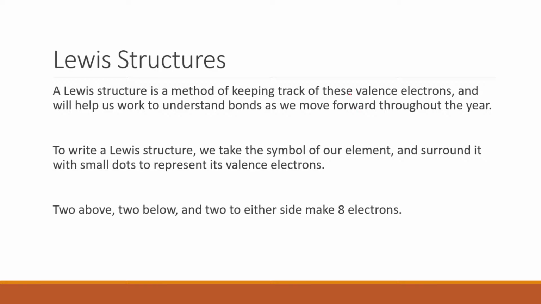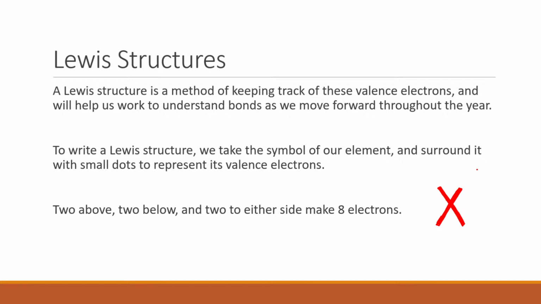A Lewis structure is based around the symbol of your element. Right? We take our elemental symbol, whatever it happens to be. I'm going to put an X here. If I'm doing carbon, that's going to be a C. If I'm doing oxygen, it's going to be an O. If I'm doing iron, it'll be Fe. There's whatever your elemental symbol is in the middle. And what you're going to do is put dots around the symbol to help represent how many valence electrons it has.